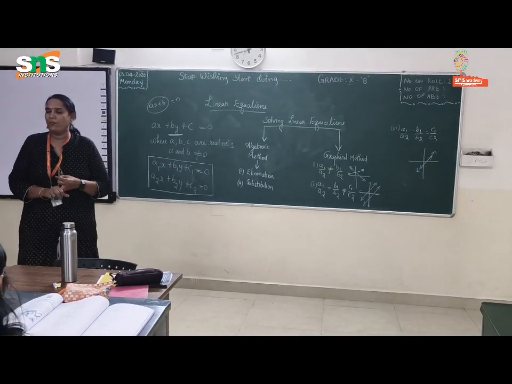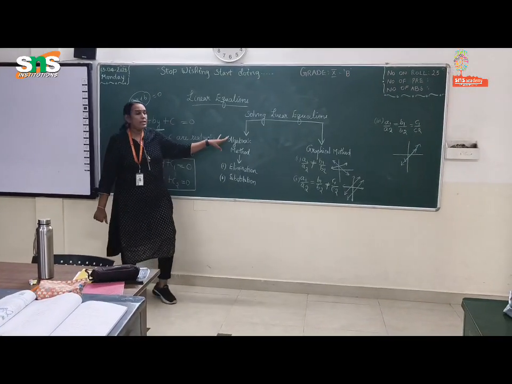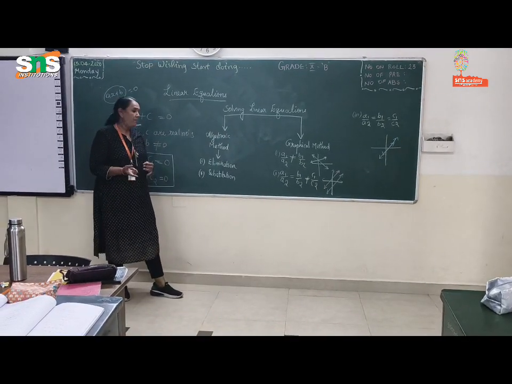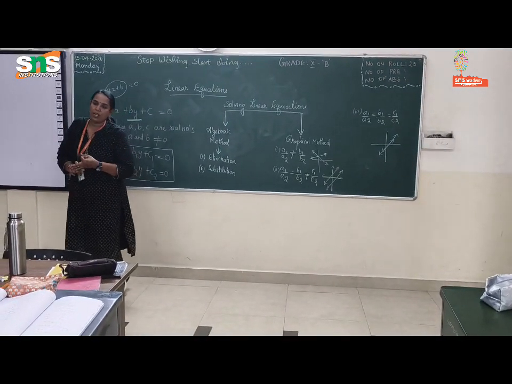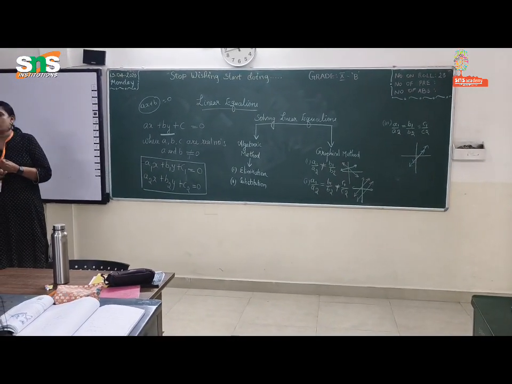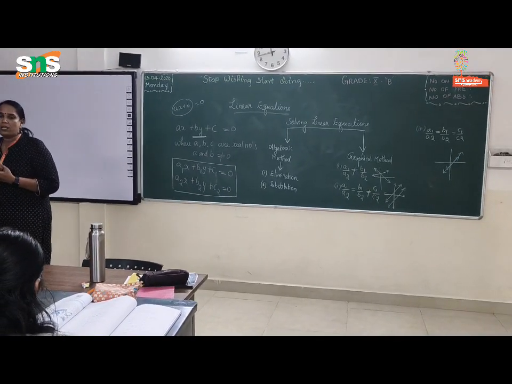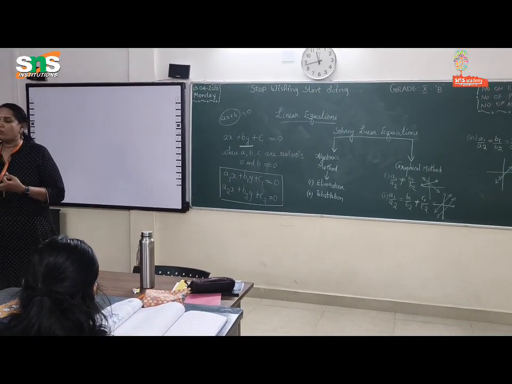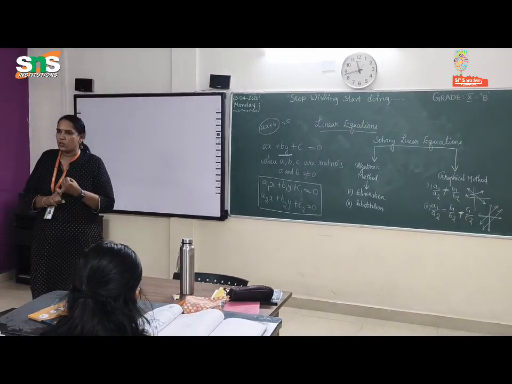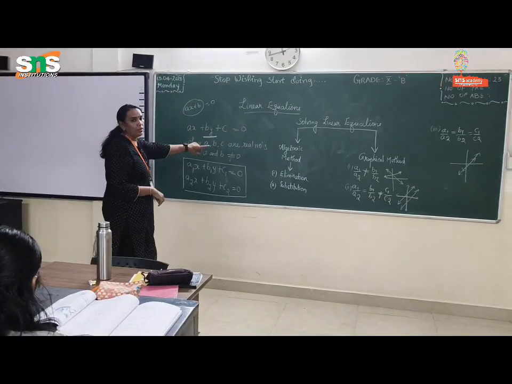We have two different types of methods. The first one is the algebraic method and the second one is the graphical method. Under the algebraic method, we have three: the elimination method, the substitution method, and the cross multiplication method. The cross multiplication method has been deleted. So we are learning only two methods, substitution method and the elimination method, under the algebraic method.